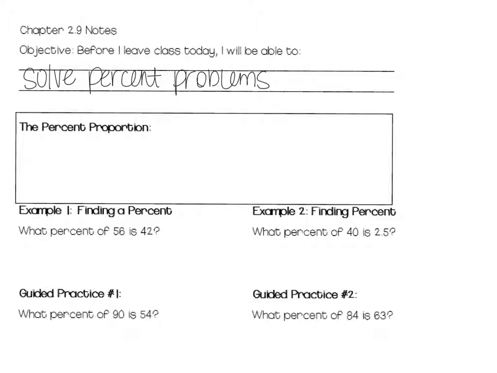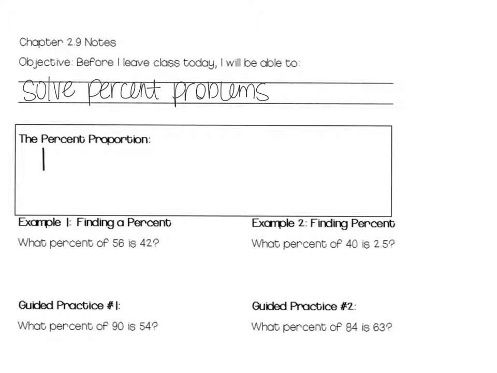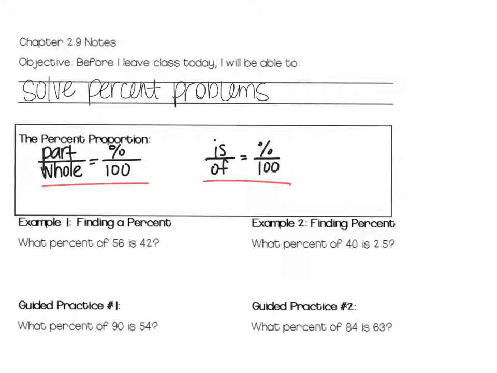Alright, so what I'm going to show you is called the percent proportion. Very simply put, it is the part over the whole equals the percent over 100. Another way that I'll write it is the is number over the of number equals the percent number over 100. I don't care which way you remember it. Some people like this way better because you can look in the problem and find the is number.